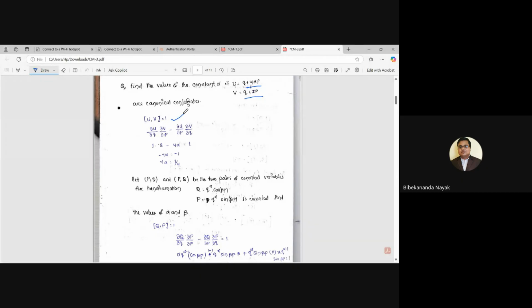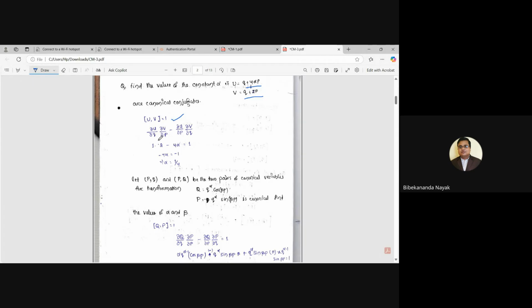So if the Poisson bracket of q and p is 1, they are called canonical conjugate. If you put u = q and v = p, then it is 1 times 1 minus 0, which is 1. So q and p are canonical conjugate. Not only q and p, any two functions, if they are canonical conjugate, then their Poisson bracket must be equal to 1. The question says they are canonical conjugate, that means the Poisson bracket is 1. Find the value of alpha.